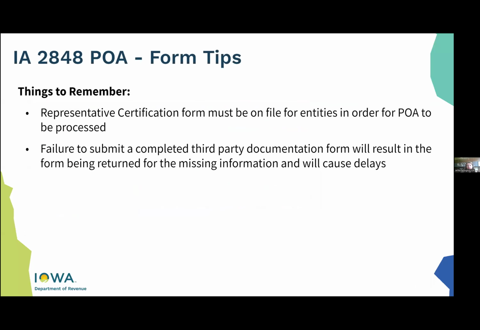So some things to remember about the POA form is that if you're submitting a form for a taxpayer that is a business or organization, again, there must be an approved representative certification form for the POA form to be approved. And then second, keep in mind that a failure to submit a completed form could result in the form being rejected and returned to you, and that will ultimately cause delays, right? So my recommendation here would be to review all the fields that are on the form and make sure that all the necessary fields have been completed.